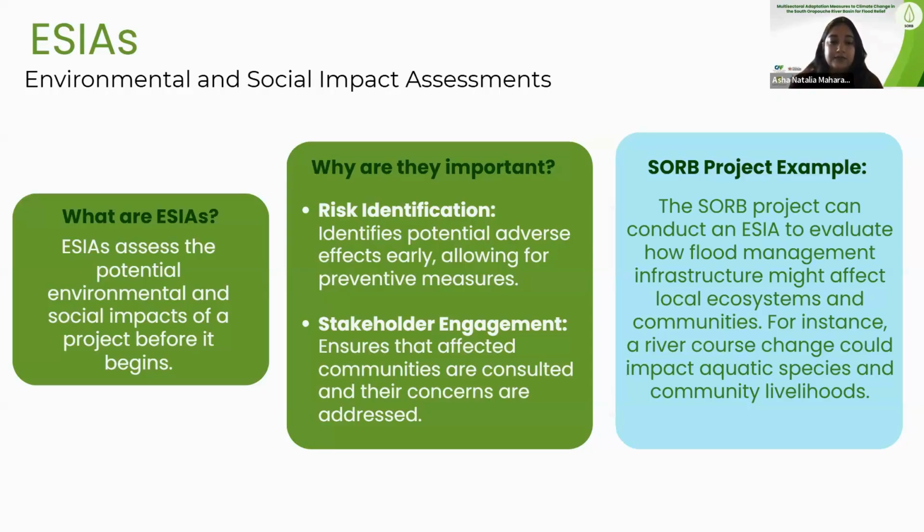It's critical in this phase that there is stakeholder engagement, ensuring that the affected communities are consulted and that their concerns are addressed. And an example of this in the SORB project is, when we're implementing our activities, we'll be conducting ongoing consultations that contribute to the ongoing impact assessment and help us understand how flood management infrastructure might affect local ecosystems and communities. For example, we consider how a river course change could impact aquatic species and community livelihoods.